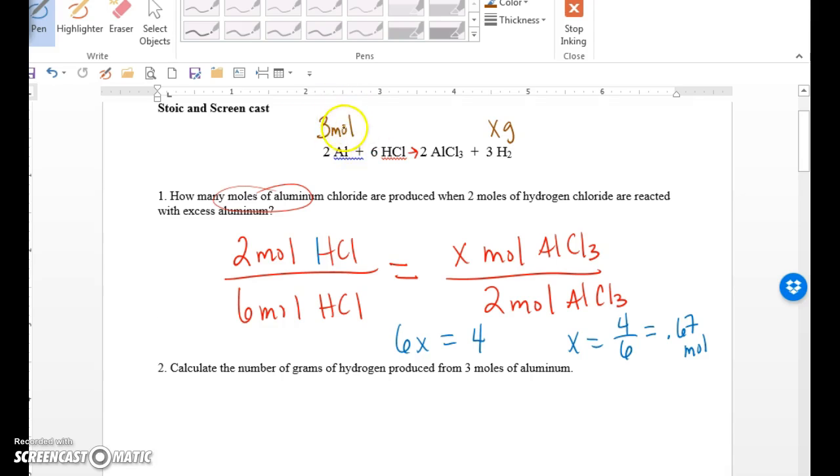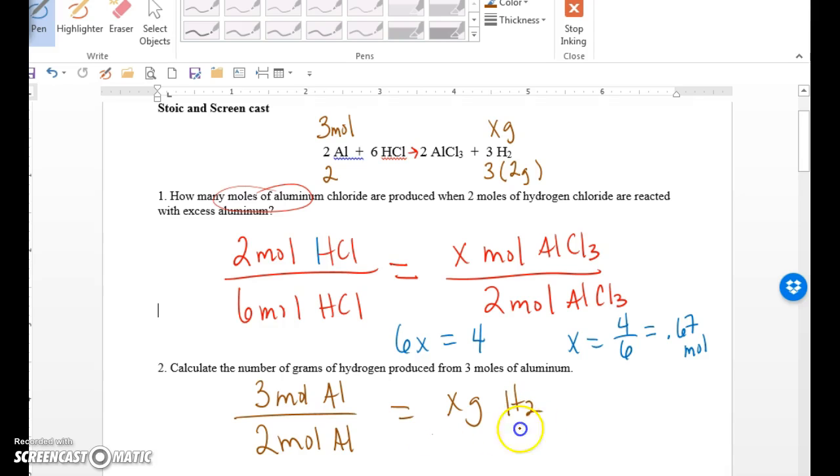Anytime you're given moles, all you need to do is put the coefficient underneath. Now this says grams, so I have to find the molar mass. I'm going to put that in parentheses. I'm going to put the coefficient because I have 3 moles. I need to know how much 3 moles weigh. Well, every hydrogen mole, H2, would be 2 grams. So that gives me a setup of 3 moles of aluminum over 2 moles of aluminum is equal to X grams of hydrogen gas over 3 times 2, that's 6 grams of hydrogen gas.